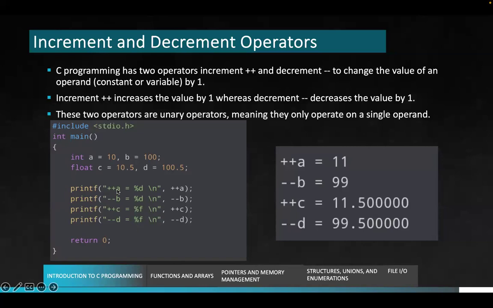It's a pre-increment. If you are writing ++ before the variable, that means you are doing pre-increment. Initially a is 10, now ++a is 11, it increments by one. b is 100, decrements by one, which is 99. c is 10.5, incremented by 1. d is decremented by 1, giving 99.5.